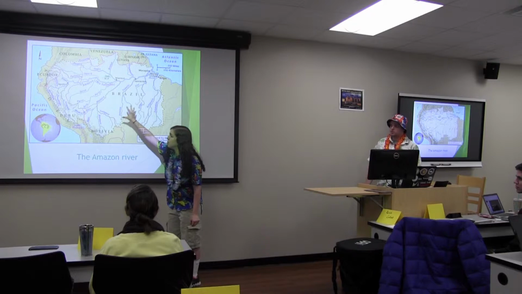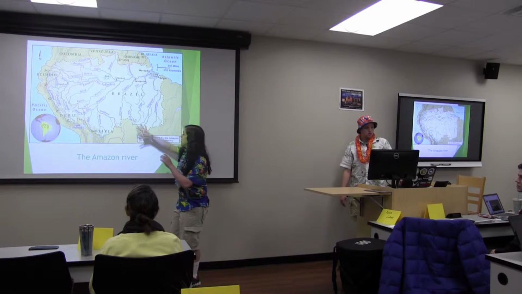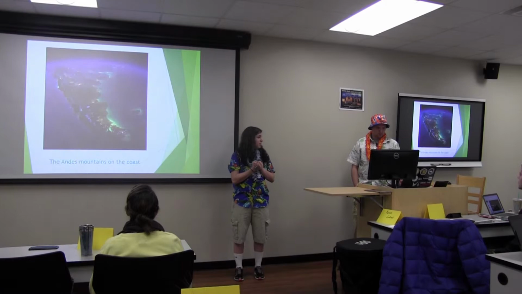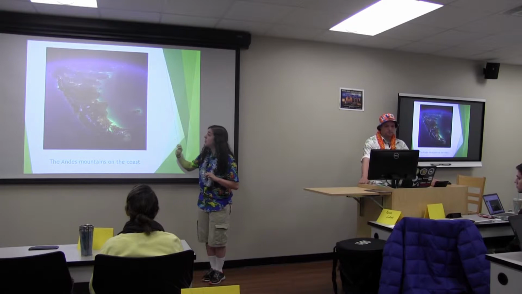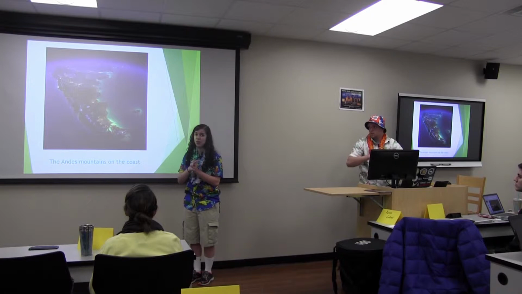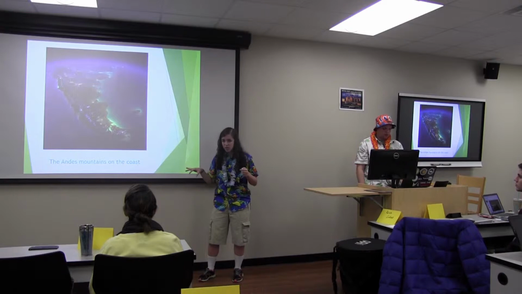This is actually a more detailed map of the Amazon, and as you can see, it flows through a ridiculous amount of countries. It just makes the entirety of South America very tropical, very wet. That kind of climate is really popular in the country. This is a more detailed map of the Andes Mountains, which runs through Chile and up to the west side of South America. As you can see, they're right on the coast and they're really quite large. That's more where the coffee is grown. It's more of a subtropical climate.